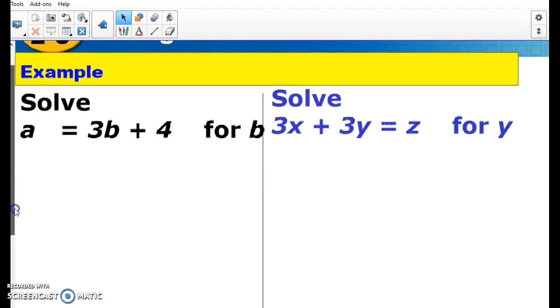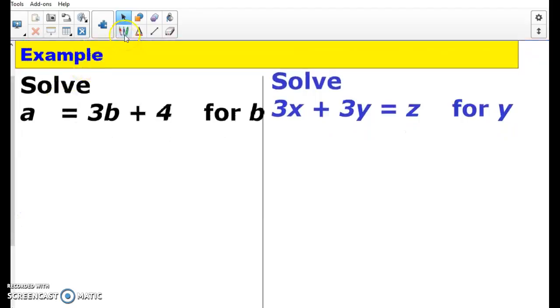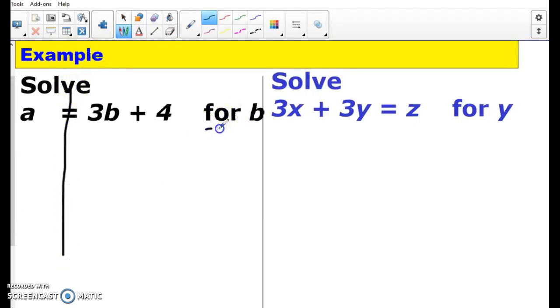So my final answer is that I equals F plus GT. Okay, this one's a two-step one. I think this is as complicated as it'll get, these two-step ones. So I'm solving for B. It says right there, for B. I have A equals 3B plus 4.